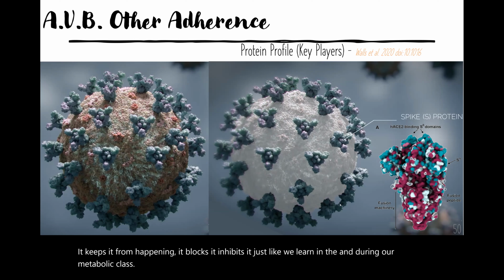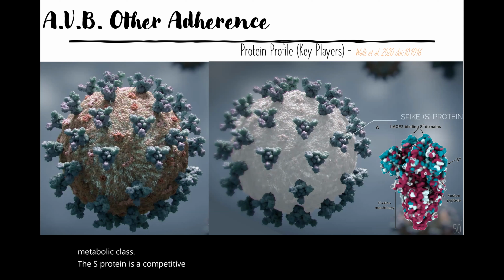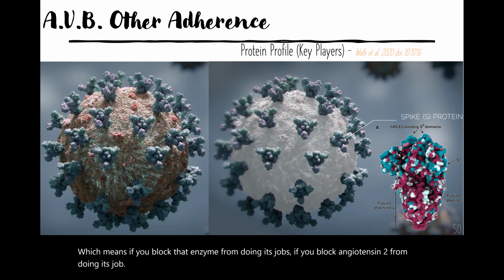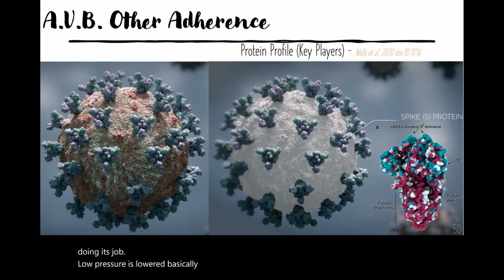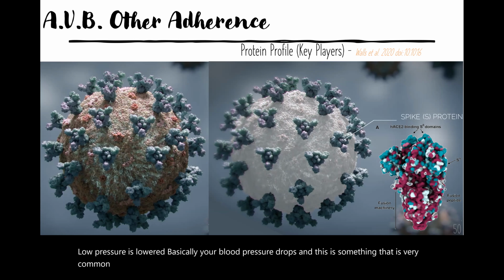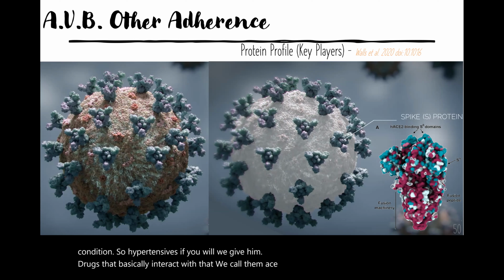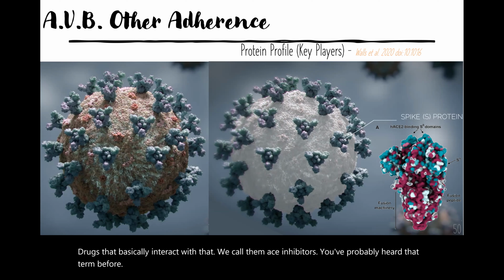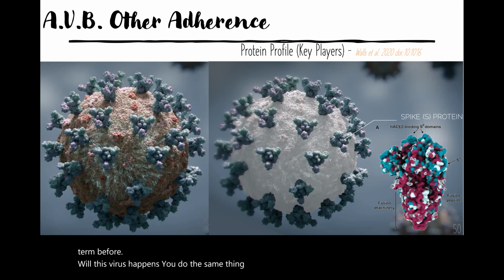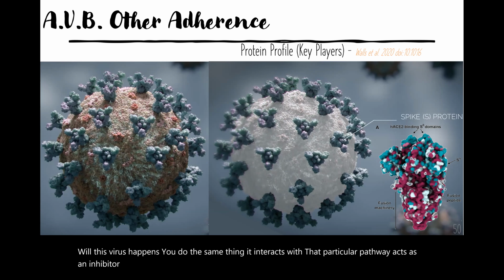So the S protein is a competitive inhibitor against angiotensin 2, the hormone that interacts with the ACE2 enzyme, which means that if you block that enzyme from doing its job, if you block angiotensin 2 from doing its job, blood pressure is lowered. Basically, your blood pressure drops. This is very common, for example, in people being treated for high blood pressure conditions, so hypertensives, if you will. We give them drugs that basically interact with that. We call them ACE inhibitors. You've probably heard that term before, right? Well, this virus happens to do the same thing. It interacts with that particular pathway, acts as an inhibitor, and causes a drop in blood pressure.